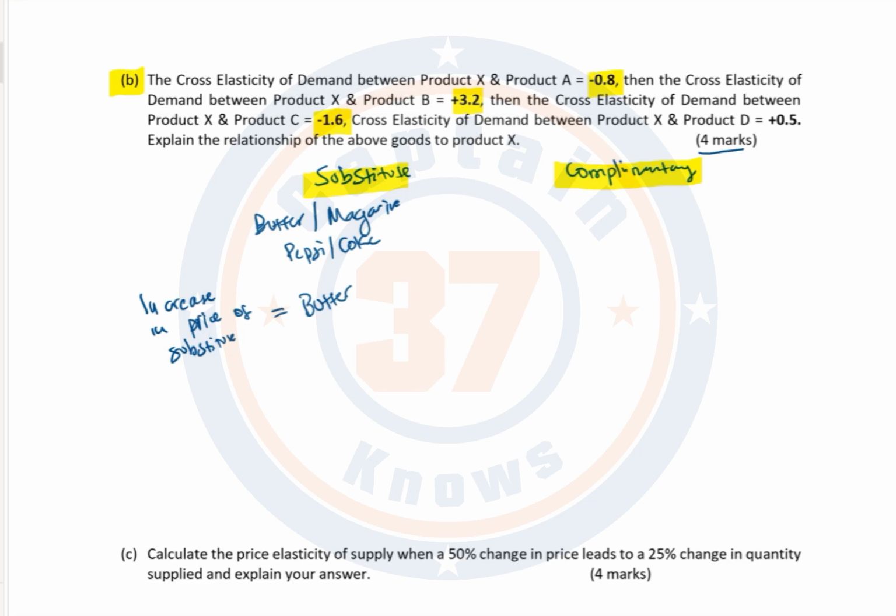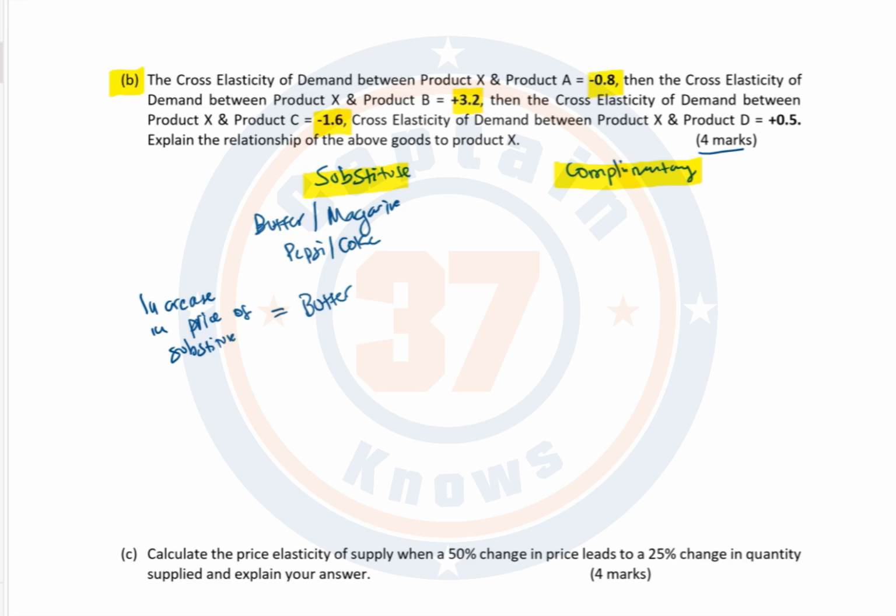The price of margarine has gone up. It means that we are going to switch and we are going to stop buying margarine and we are going to go and buy butter. Therefore, an increase in the price of a substitute product is going to lead to an increase in the demand of another product, a substitute product. And that is how it works.